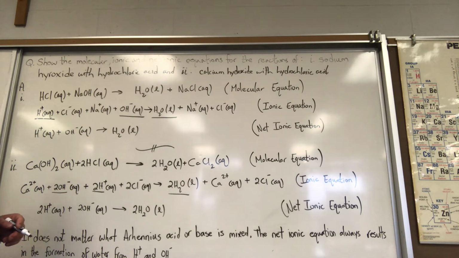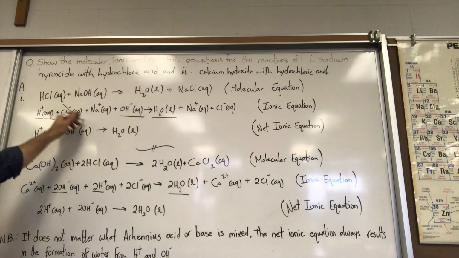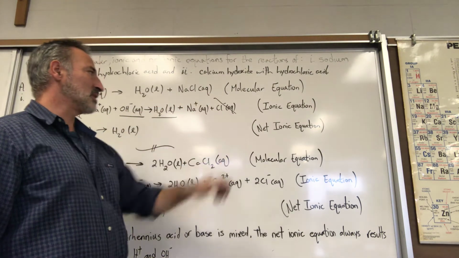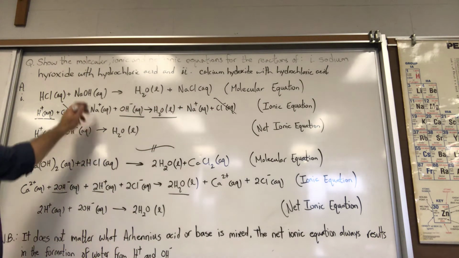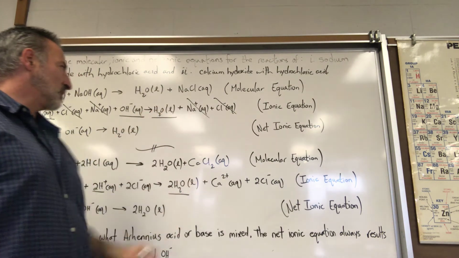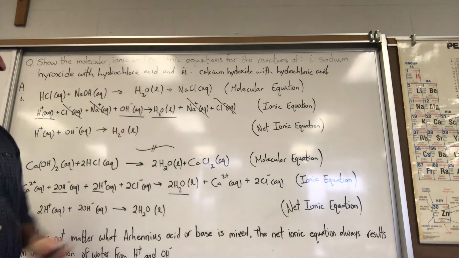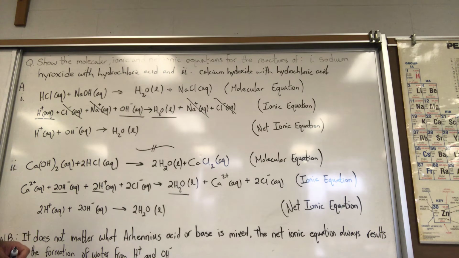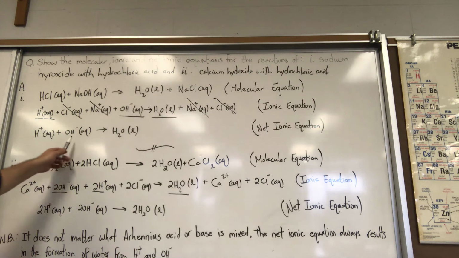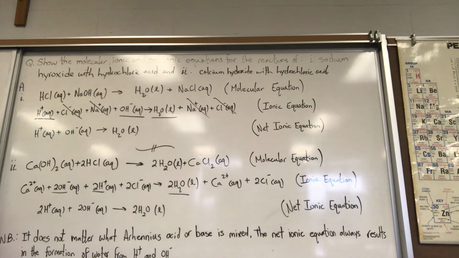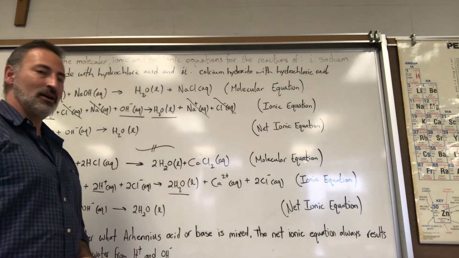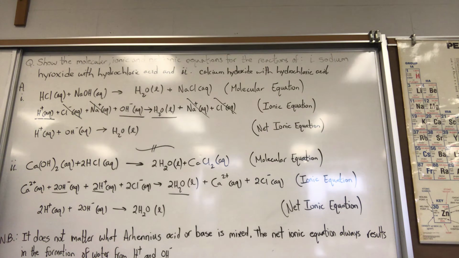So when you write the net ionic equation, you would cross out things that appear on both sides of the equation because they are spectators. Sodium is a spectator in this reaction. What's left is what is actually acting to form product. So here are the reactants, here's the product: H plus combines with hydroxide to form water, and that's called the net ionic equation. In the second example, we have a base that has two equivalents of hydroxide.